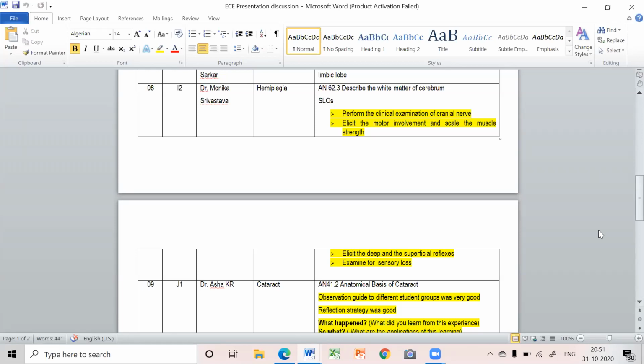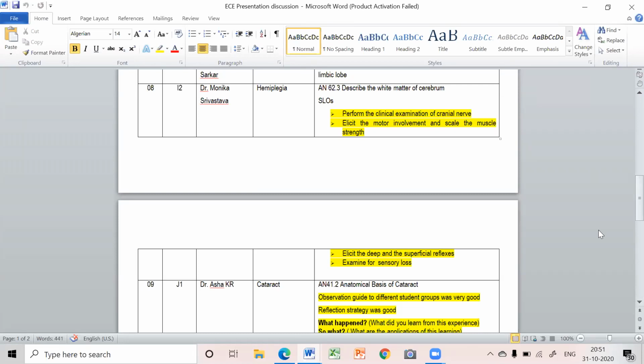Perform the clinical examination of cranial nerves, elicit motor involvement, and scale the muscle strength. Do we do this in anatomy? These SLOs, are they anatomy SLOs? Because they look to me like physiology SLOs. Ma'am, Deepti ma'am, what do you have to say in this, ma'am?